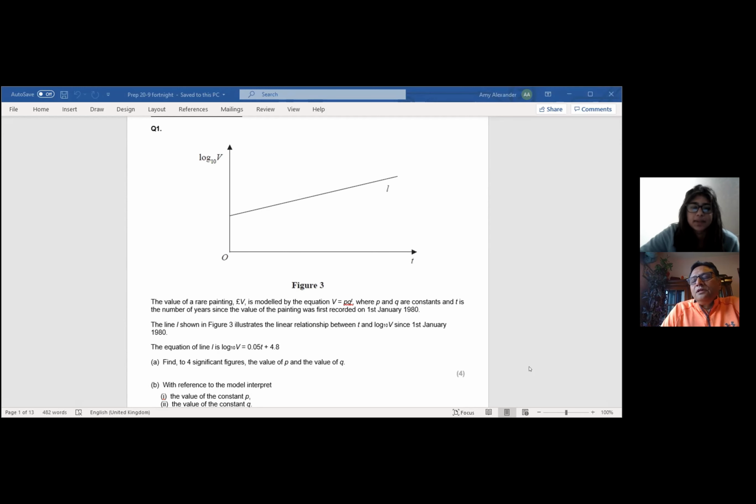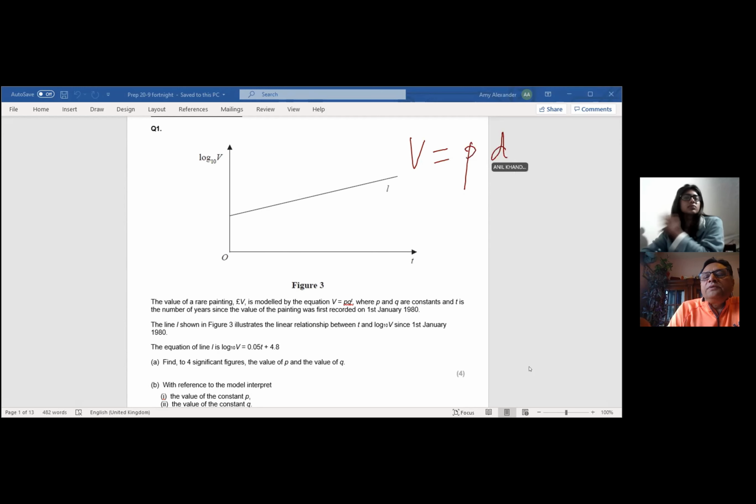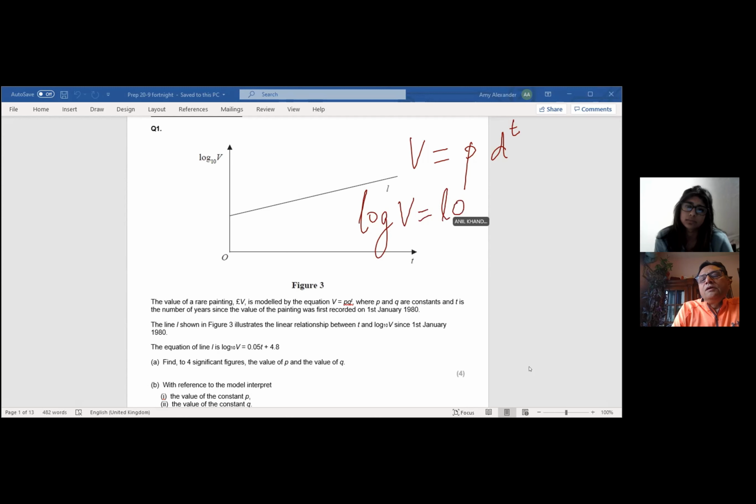So from here you understand one more thing. We were actually given the equation v equals p d to the power of t, right? So this is a standard method of writing these exponential functions as logarithmic functions and getting a linear graph, because interpretations from the linear graph are much easier and very accurate also. So if I take log both sides, I get log of v equals log of p times d to the power of t. Is it okay?